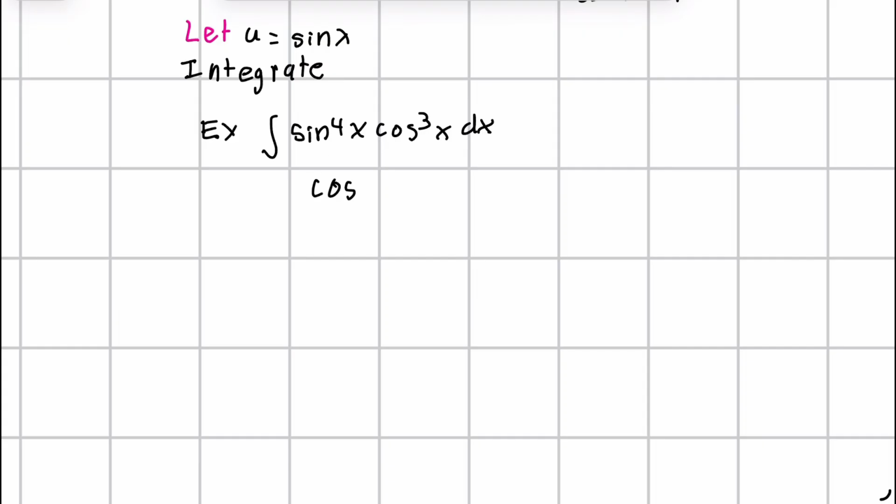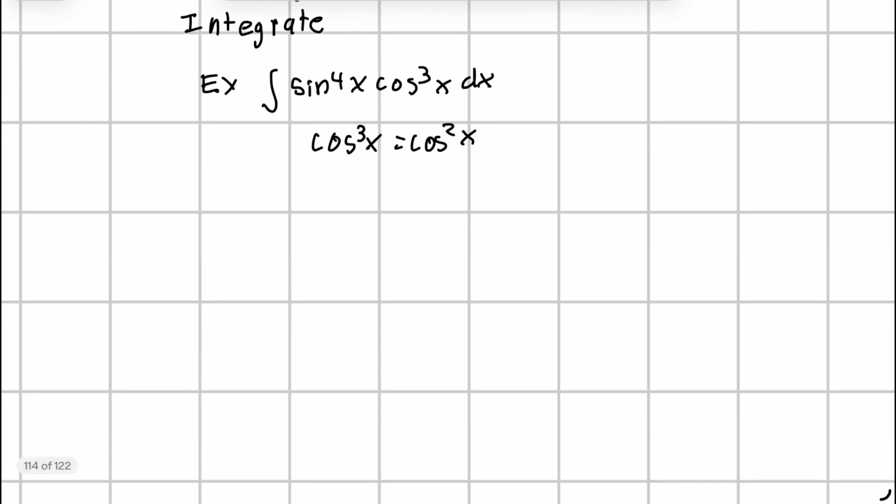So cosine to the power of 3, we can rewrite that with our sum of exponents. That's going to be cosine squared of x, then we have cosine x. So then we can just rewrite the entire integral with sine x: we have cosine squared x and cosine x dx.